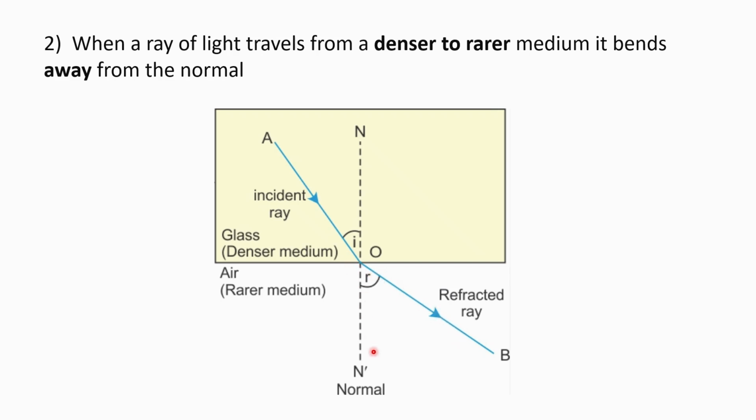So when this is the normal, instead of bending towards the normal, it's bending away from the normal. The distance between the normal and the refracted ray has increased over here. This is because the ray of light is traveling from an optically denser to an optically rarer medium. I hope this is clear.